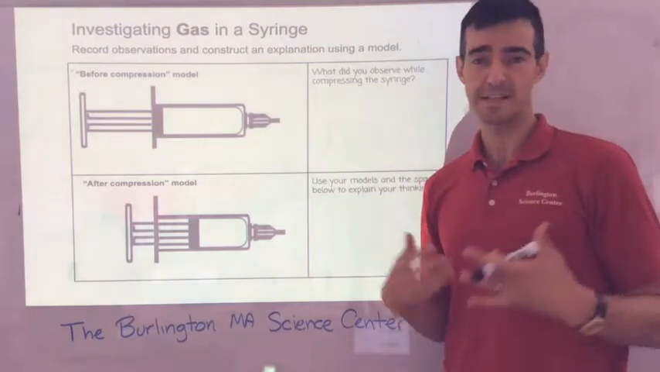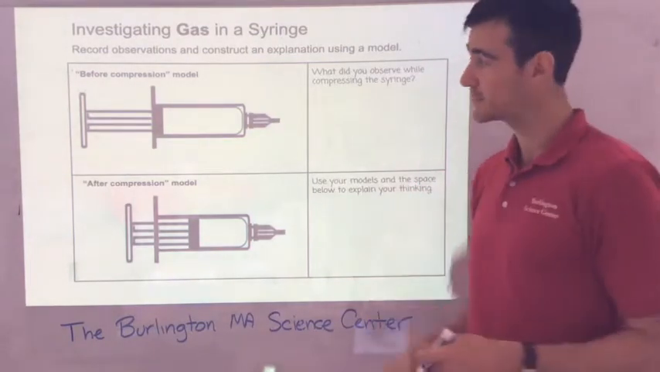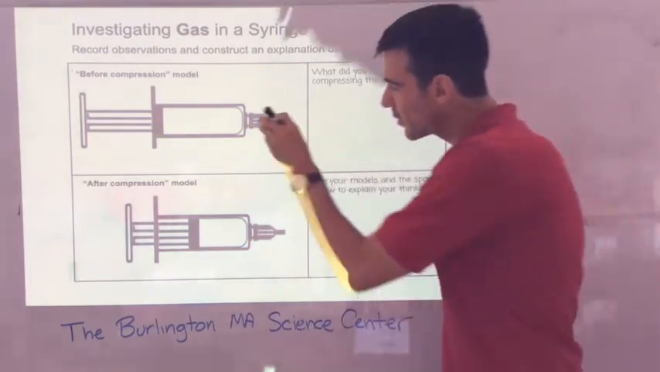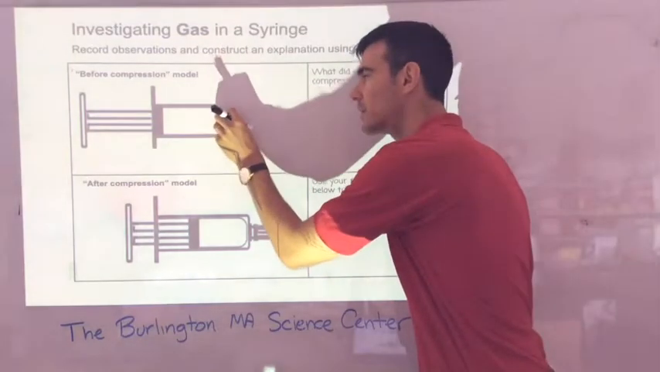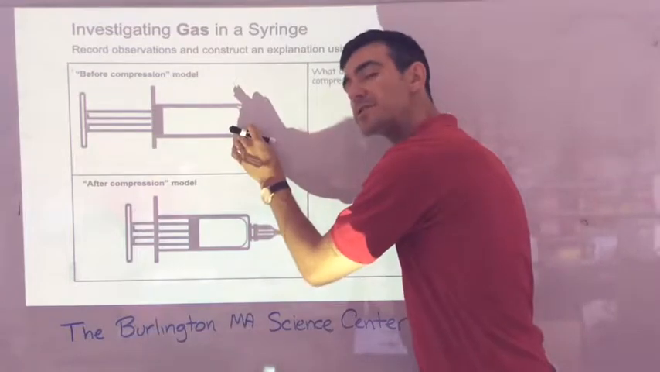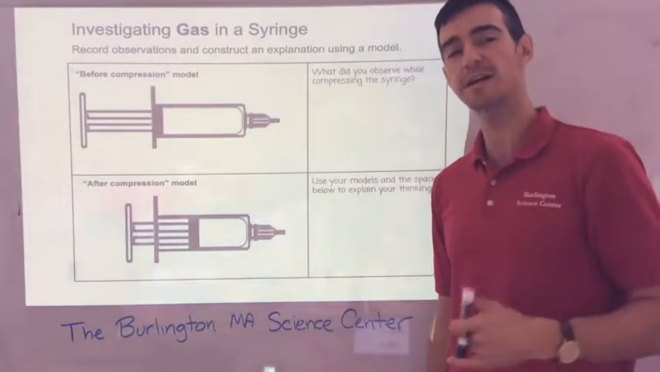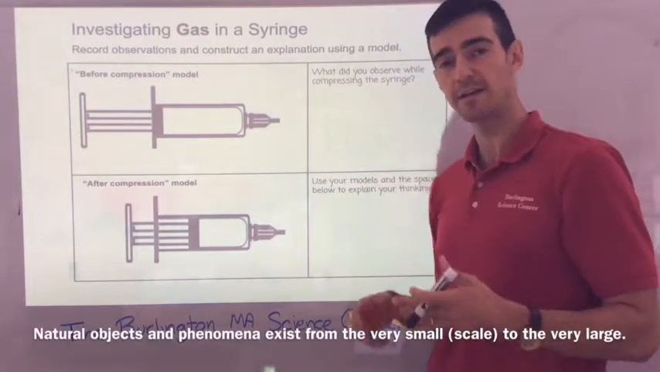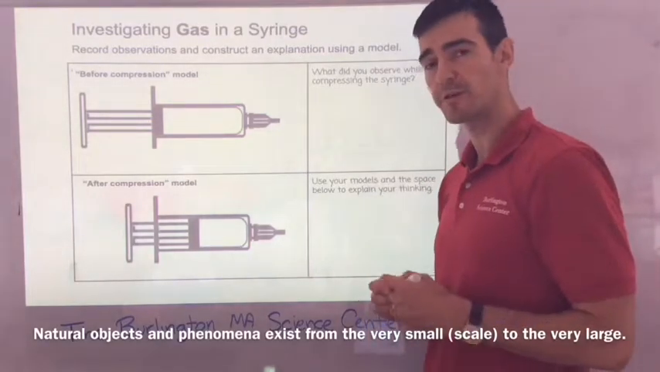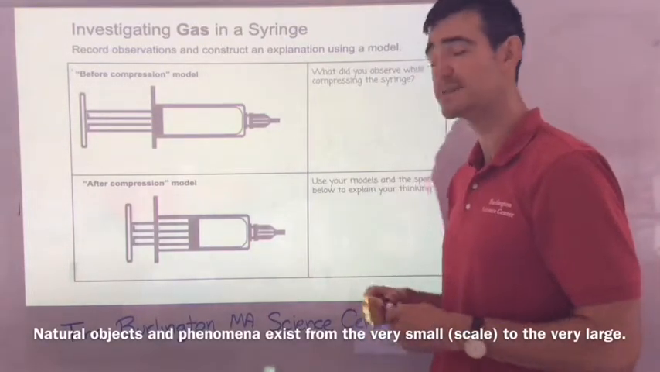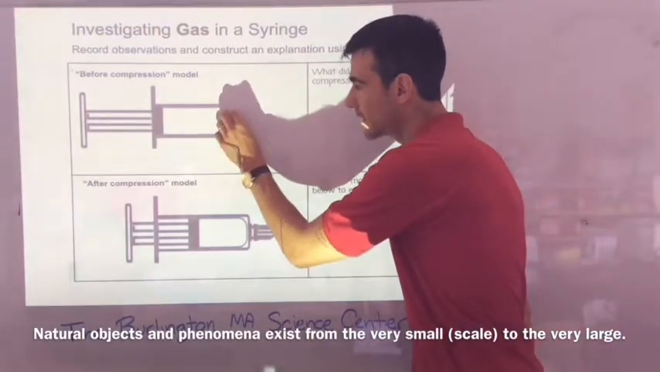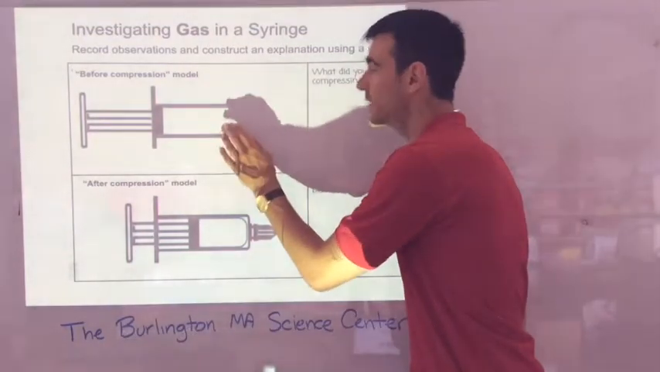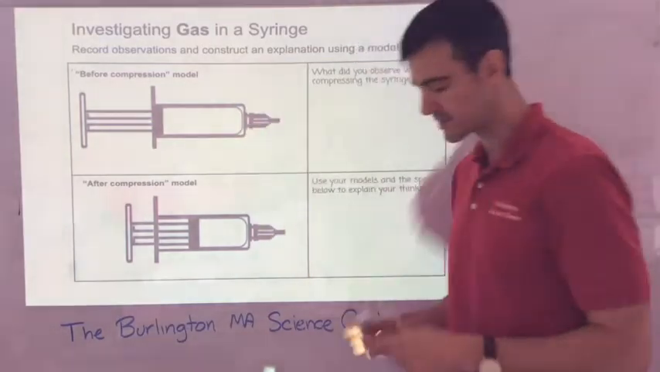As teachers, we'll want to set the stage for them by asking them to again zoom in on what's happening at the very, very small level inside this syringe. This is one of the cross-cutting concepts around scale and quantity and measurement that we want to hit home with our students, is that natural objects do occur and can be modeled and explained at the very small scale.